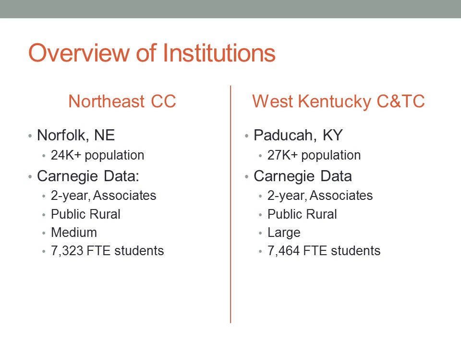people. Located in the northeastern part of the state, Norfolk is about a 2-hour drive from Lincoln. The college serves over 7,000 full-time equivalent students on 4 campuses over a 20-county rural area. By comparison, West Kentucky Community and Technical College in Paducah, Kentucky, a town of more than 27,000 people, services nearly the same number of students on a similar geographic area. The college consists of the main Paducah campus and 6 additional off-campus sites in and around the Paducah rural area.